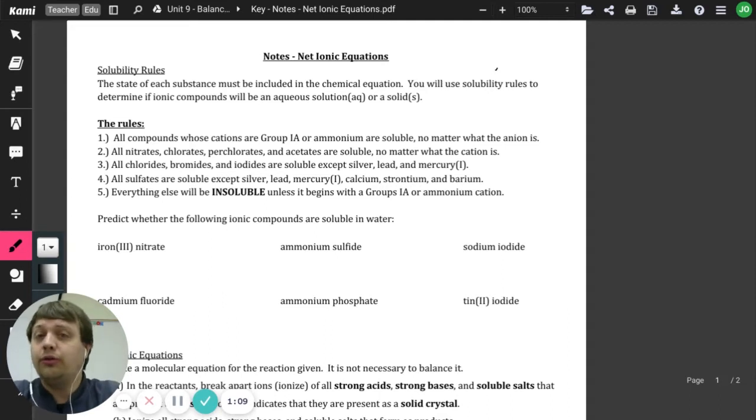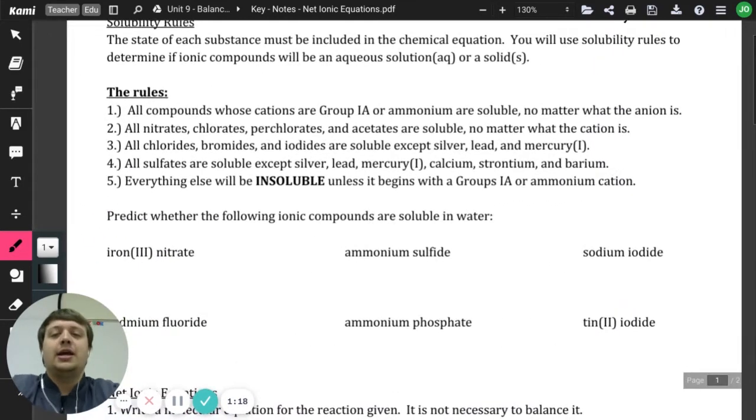Now, here are your rules. I'm going to go through each of these rules. These are rules that you need to know. So make sure that you've got those locked into your brain, that you are ready to use those when we're talking about our solubility rules.